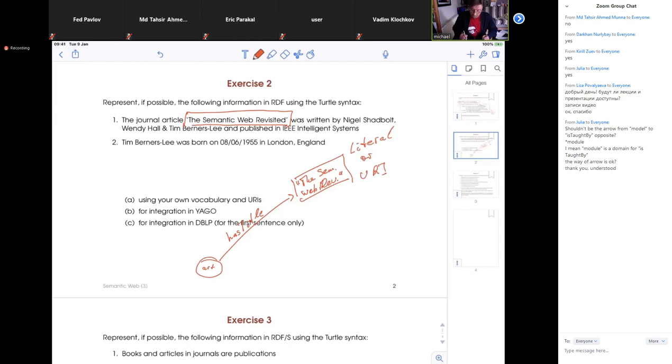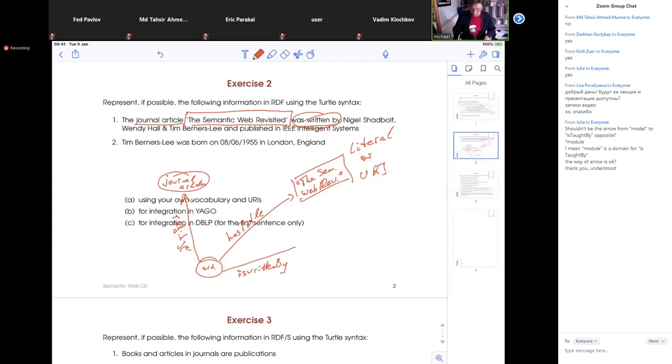Right. Then was written by, so authors. Oh, I forgot one thing. Sorry. It's a journal article, so this is of type. Yeah, so here I use RDF type, and it will be journal article. That will be a class. Say these can be taken from DBLP. Right, is of type, title, and then is written by, and then how shall we proceed?